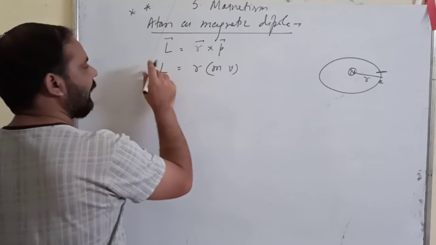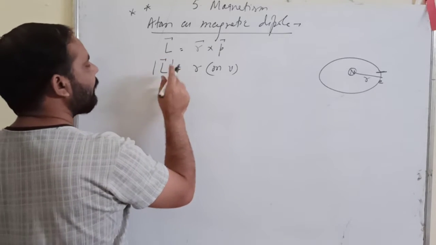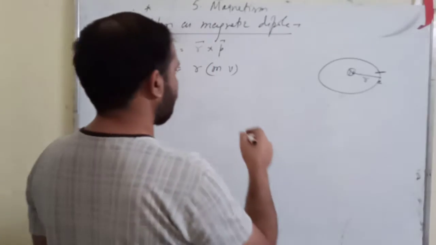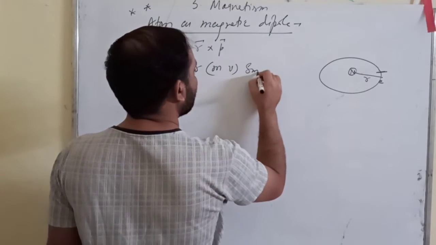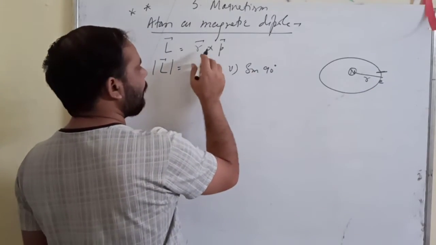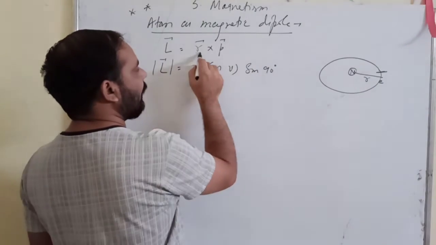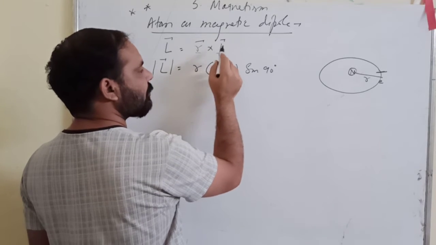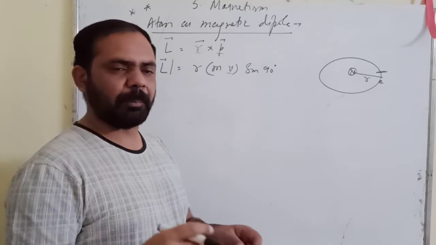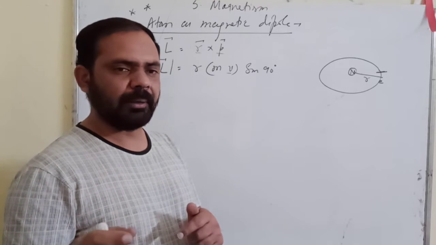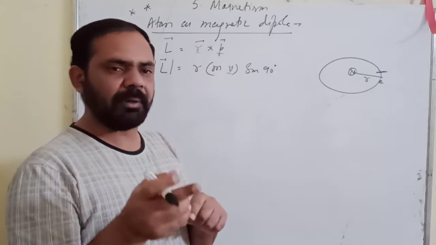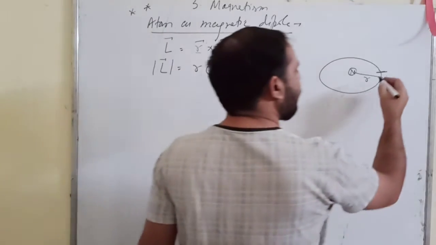If I take the magnitude only, then it will be r p sine theta, that is, r m v sine 90. Why 90? Because theta is the angle between r vector and p vector. And what is the direction of p vector? It is given by v vector. p equals mv, and m is a scalar quantity. So who gives direction to p vector? It is v vector.